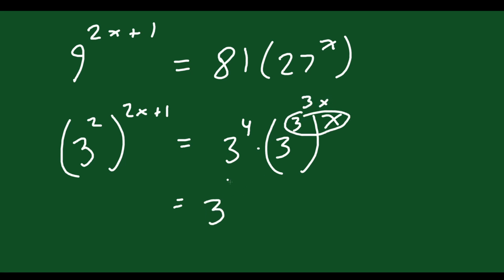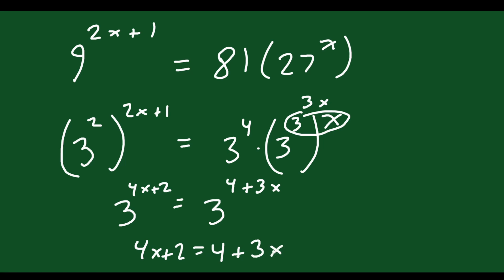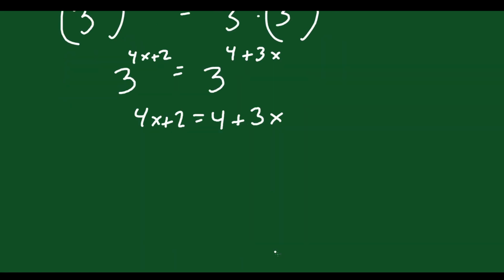So you get 3 to the 4 plus 3x over here. And on the left, you have 3 to the, multiply those, 4x plus 2. Bases are the same. Equate the exponents. 4x plus 2 equals 4 plus 3x. And now we just have to solve for x, right? Bring your 3x to the left, 4x minus 3x. Bring this 2 to the right, 4 minus 2. You get x equals 2.